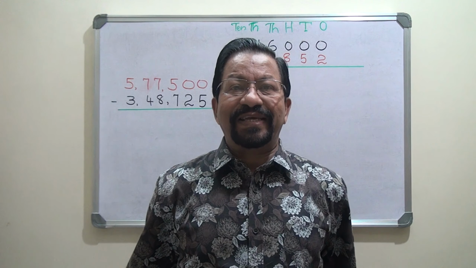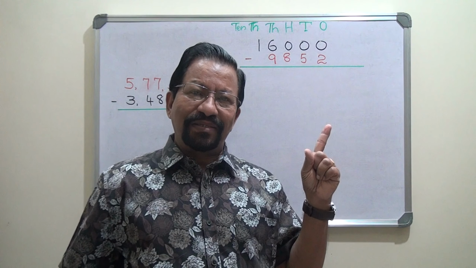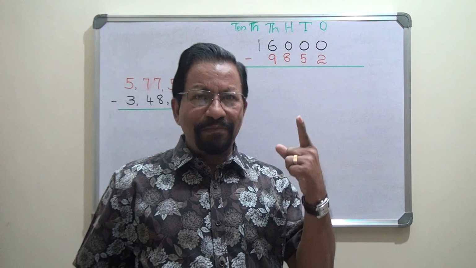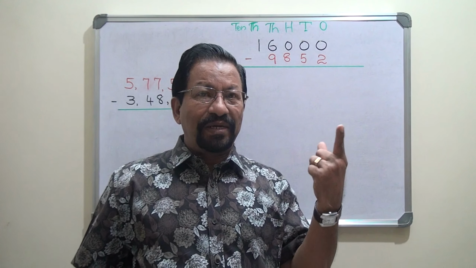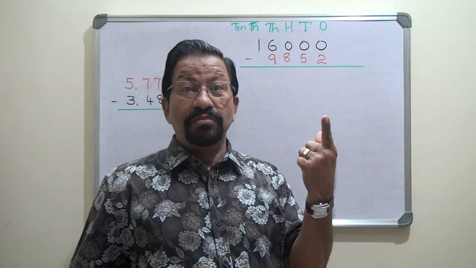Look at the board. If I give you a question like this, 16,000 minus 9,852, I know everybody will do it correctly and get the answer. But my question to the students: I believe most of you know, but maybe some students don't know the reason. That is why I am explaining it very properly.